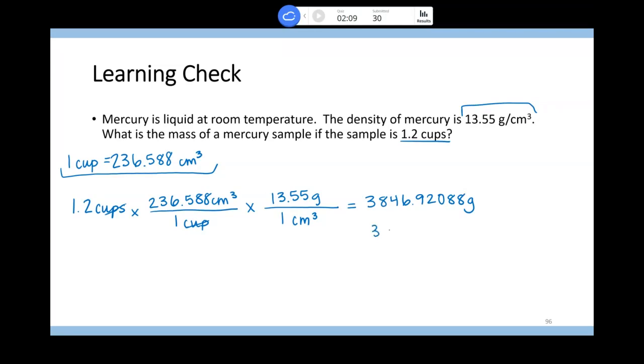So we have 3,800, or in scientific notation, 3.8 times 10 to the 3rd grams. And 2 sig figs, because of this measurement here, that has 2 sig figs.